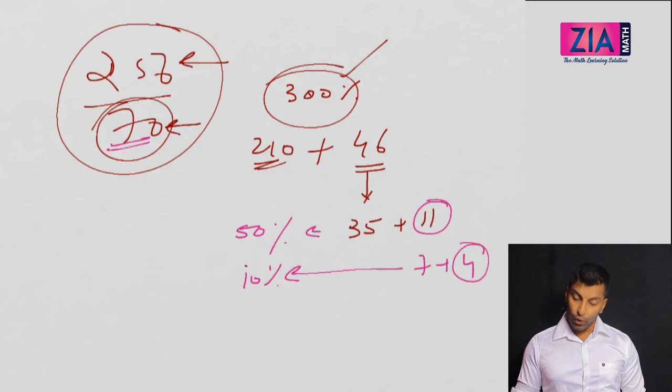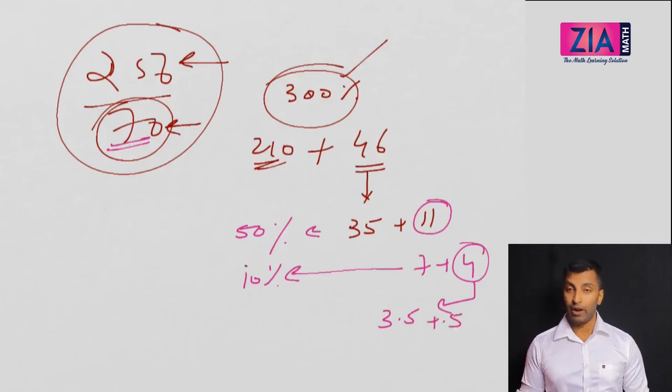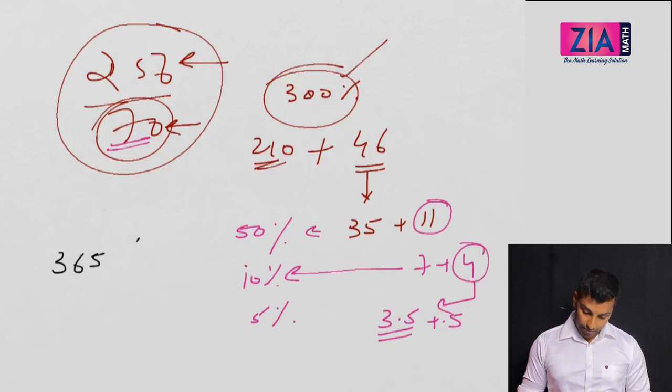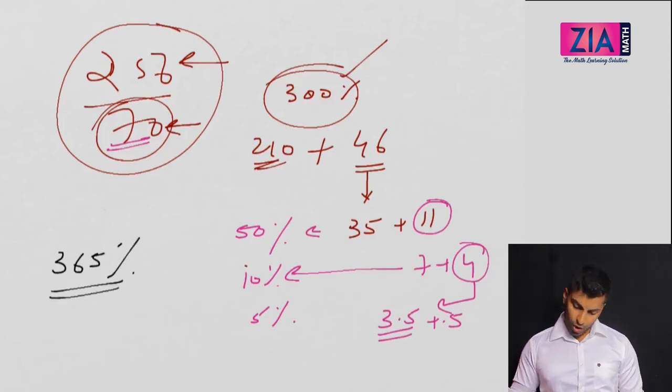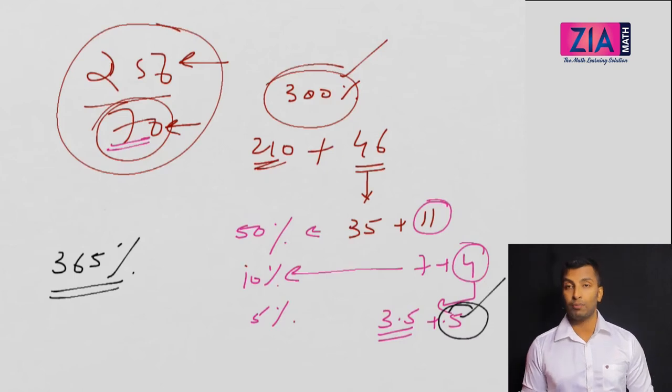360%. Now this 4, how can I write it? See, what is 5% of 70? That is 3.5. So 3.5 plus 0.5. So 3.5 means 5%. So what I can conclude is this is going to be 365%. Now if you want to do more calculation, you can do it with this 0.5, but it is a very negligible value.